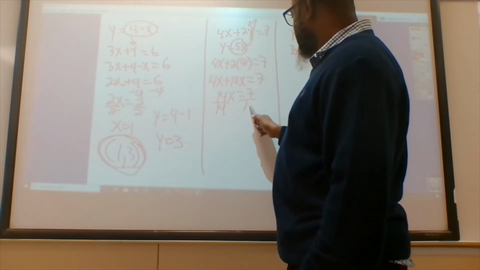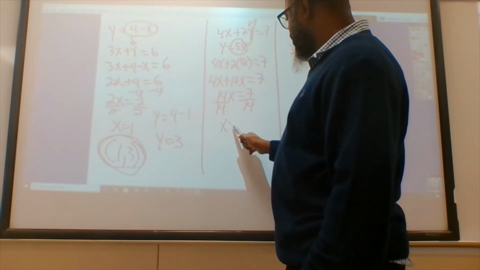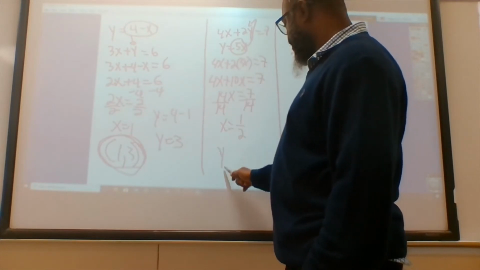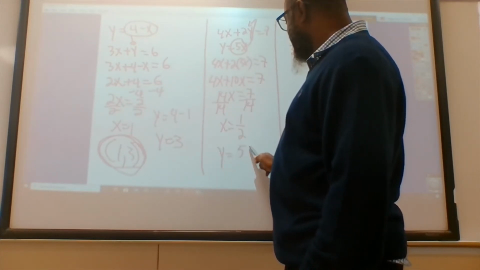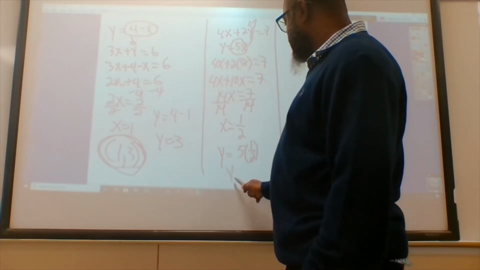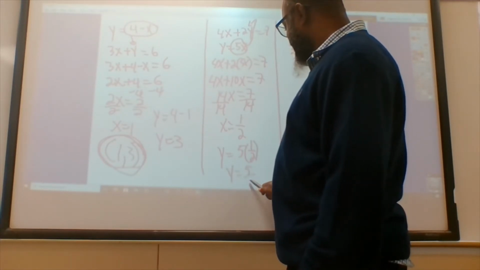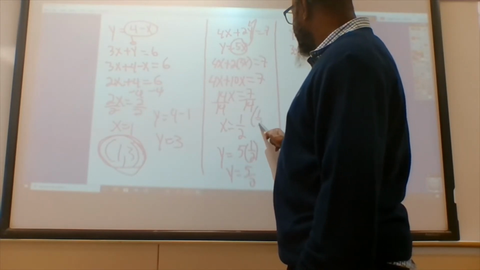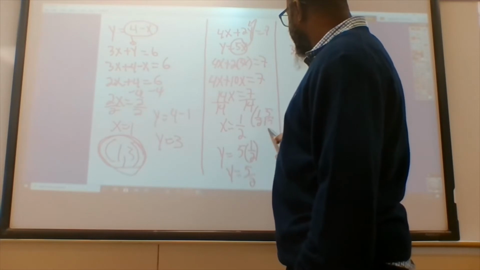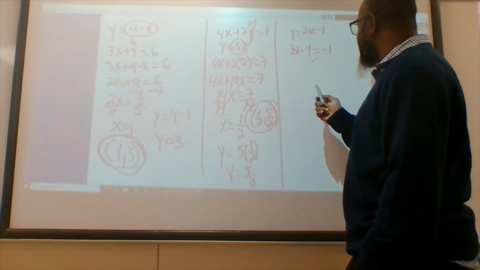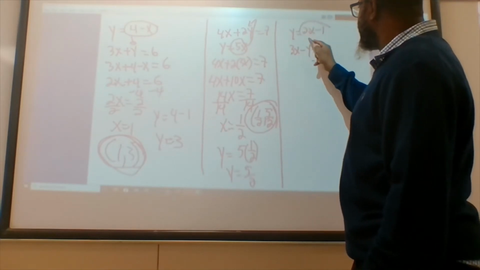Then we have 7 in common, simplify by 7. X is 1/2. Then I can come in and replace it, y is 5 times 1/2. Right? In this case, y is 5/2. The solution is (1/2, 5/2). This is the solution of this system. And if you come back again, done beautifully for you.